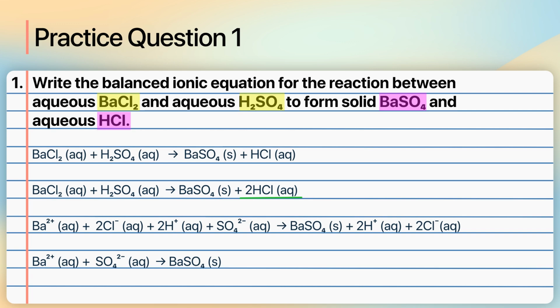We can see that both sides of the equation have one barium atom and one sulfate atom. We can also see that both sides have a total charge of 0. Therefore, the equation is balanced. This means we have reached our net ionic equation.